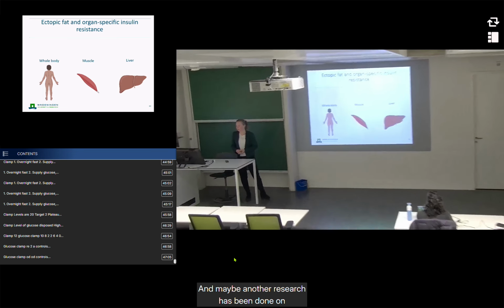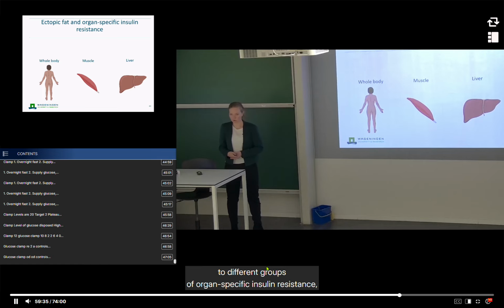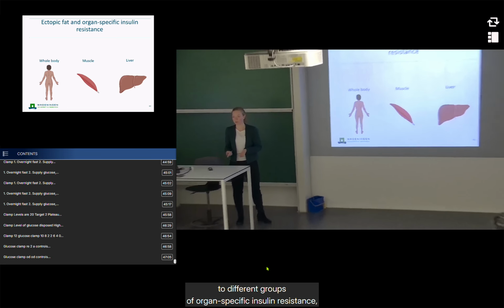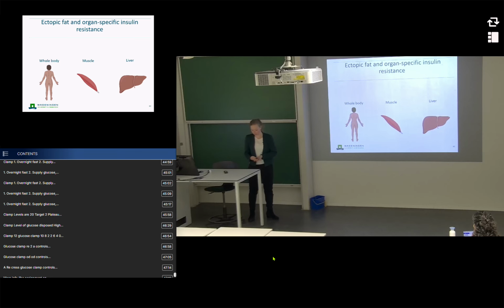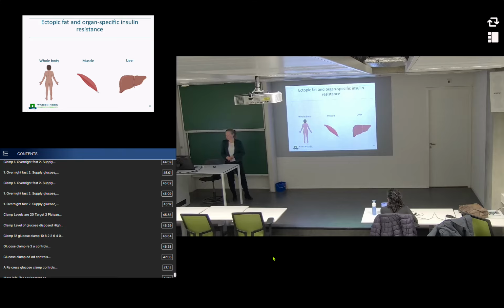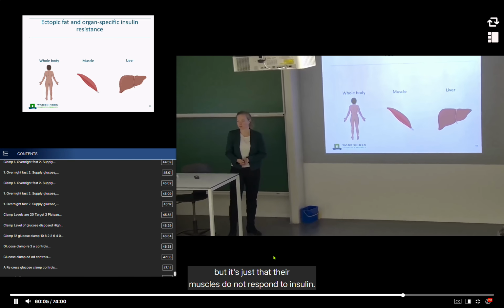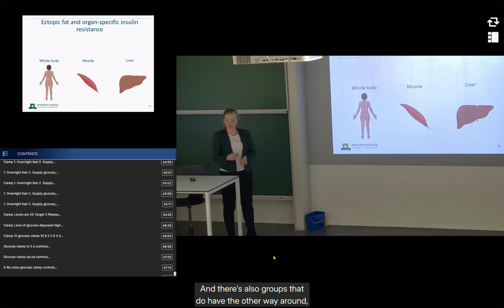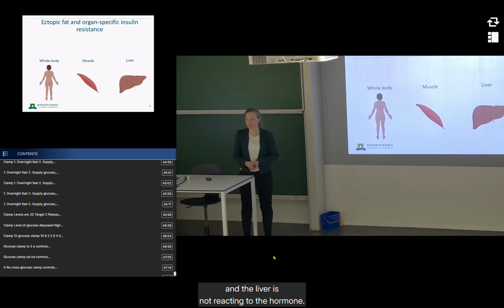Lately, a lot of research has been done on whether we can differentiate people within the group of people with type 2 diabetes into different groups of organ-specific insulin resistance, because we know that the more fat is stored in an organ, the less the organ is able to respond to insulin. So apparently there are people who have insulin resistance in their whole body, where we could not really differentiate any organs that played a major role. But there are also people who have mostly fat storage in their muscles, and the liver is doing perfectly fine, but their muscles do not respond to insulin. And there are also groups that have it the other way around. Their muscles respond perfectly fine to insulin, but we see a lot of fat stored in their liver, and the liver is not reacting to the hormone.